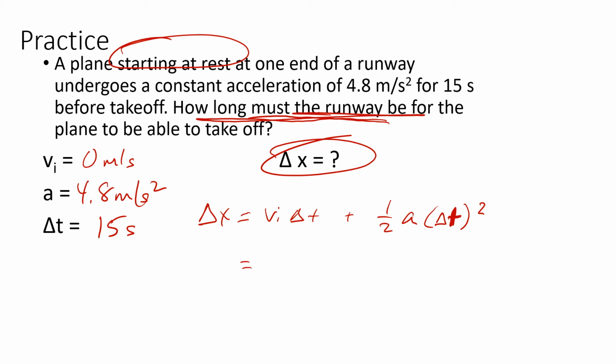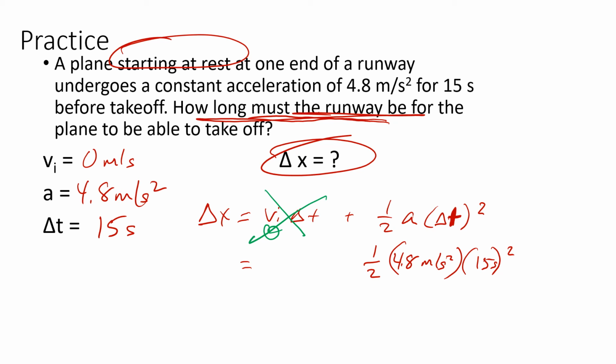I'm going to scratch this one out and make it a different color so you can see it clearly. Why did I scratch that out? Because Vi is 0, so 0 times anything is 0, so it's already gone. I don't have to worry about it. So half of my acceleration, 4.8 meters per second squared, times delta t, 15 seconds squared.